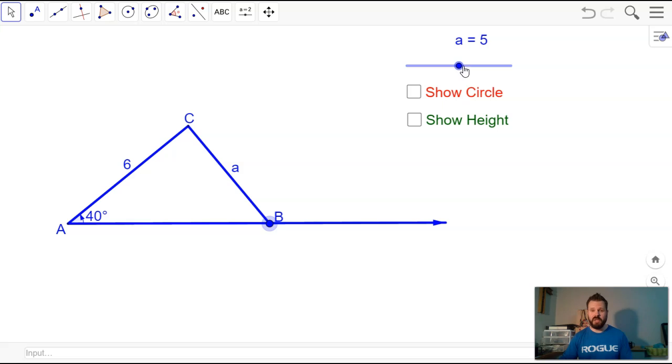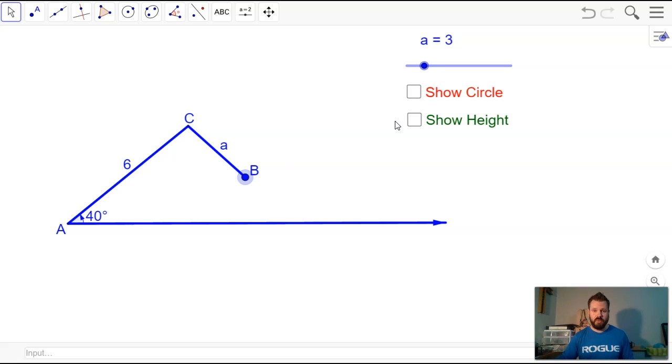Where this gets even trickier is if I make a smaller. Notice if a gets too small, there's no possible triangles. I can't make this line ever connect down here based on this angle and side length I'm given here.